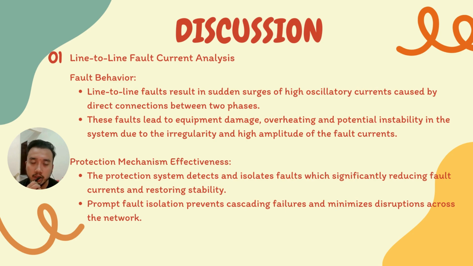Next, moving to the discussion part. The first one is the line-to-line fault current analysis, where the fault behavior shows that line-to-line faults will result in a sudden surge of high oscillatory currents caused by the direct connection between two phases.